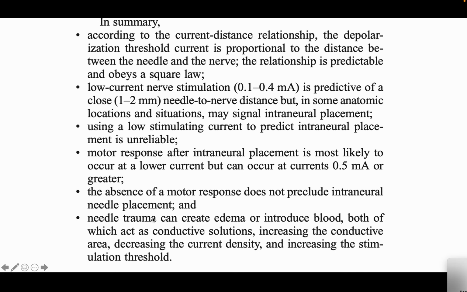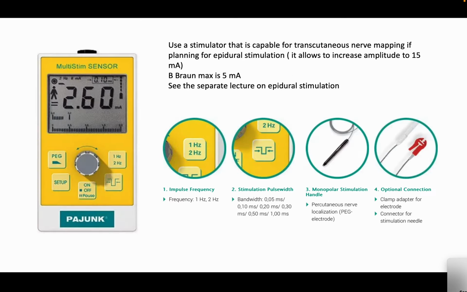On top of it, that's kind of important, needle trauma can create edema or introduce blood. And remember, both of those will dissipate electric field, right? Because they're conductive solutions. And this will decrease your current density, and you have to raise up your stimulating threshold.